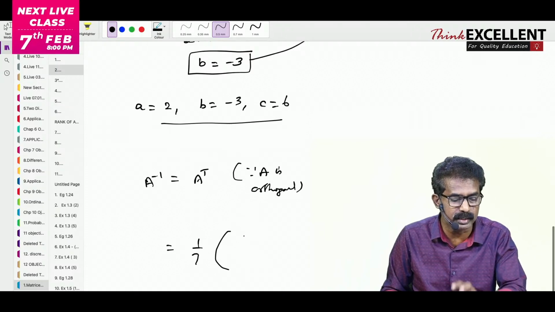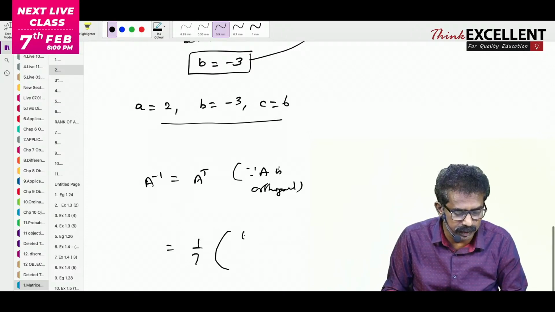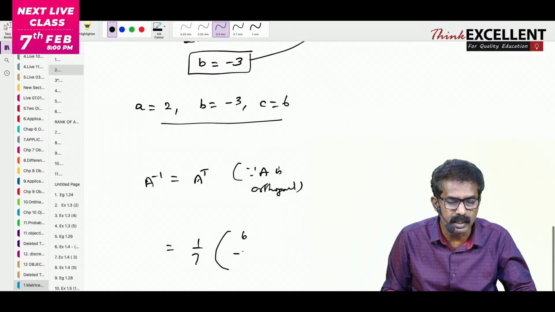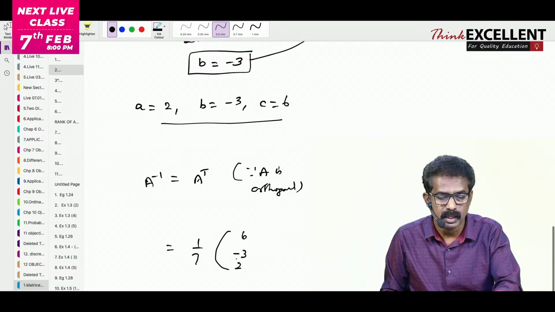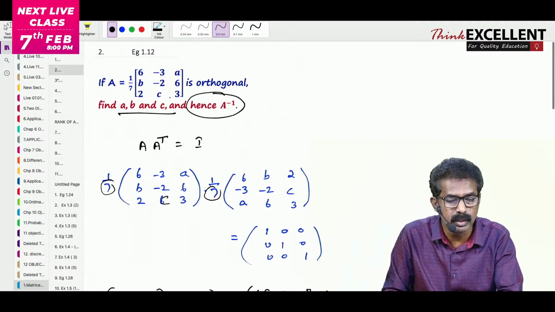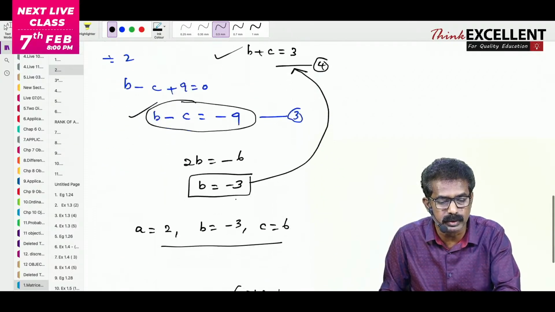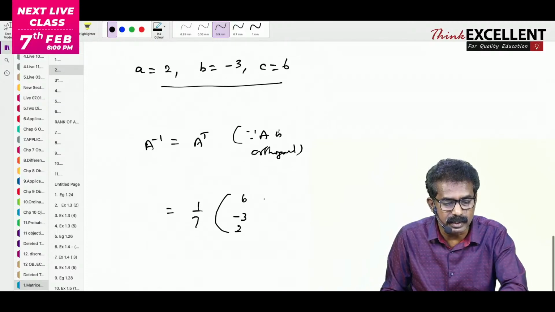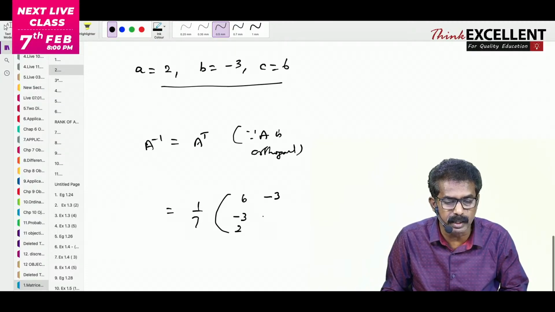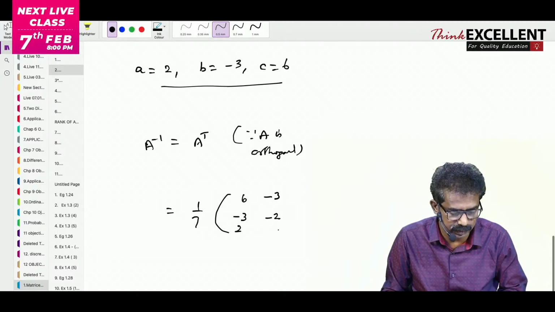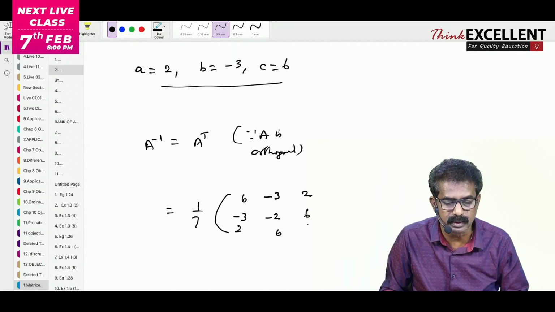First row என்ன இருந்தனா 6 minus 3A. நீங்க எழுத வேண்டியது 6 minus 3A value 2. Second row, see the second row? B minus 2 6. B minus 2 6. B value minus 3. So minus B minus 2 6, right? And the next one is 2 6 3. Okay, just substitute the values, you will get the answer.